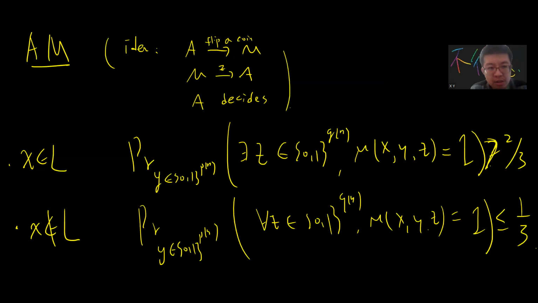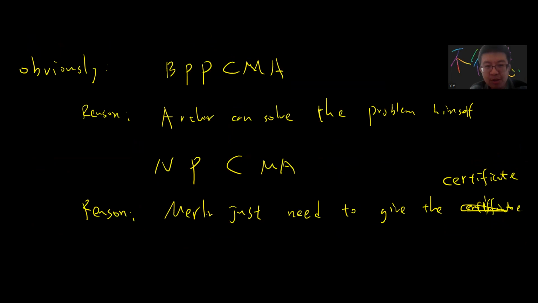Okay, and you can define, so this is called AM. From this you can define more; you can just write down all the definitions. You can write down MA. MA means that Merlin sends to Arthur, and AM means that Arthur sends to Merlin, Merlin sends something to Arthur, then Arthur decides. Then we can define a class called MA.